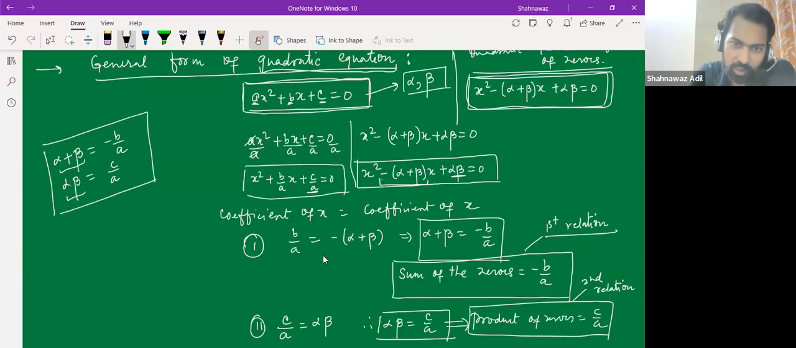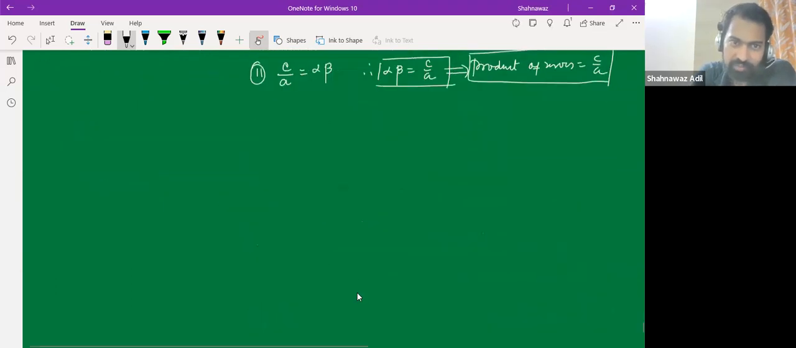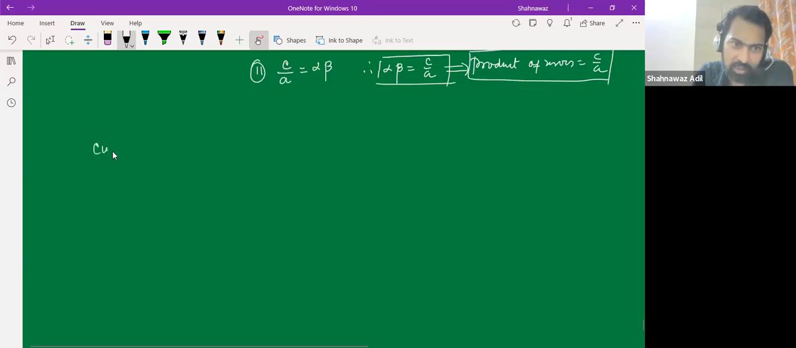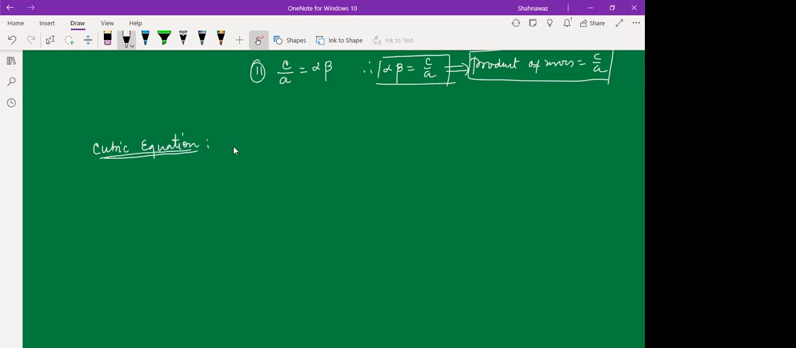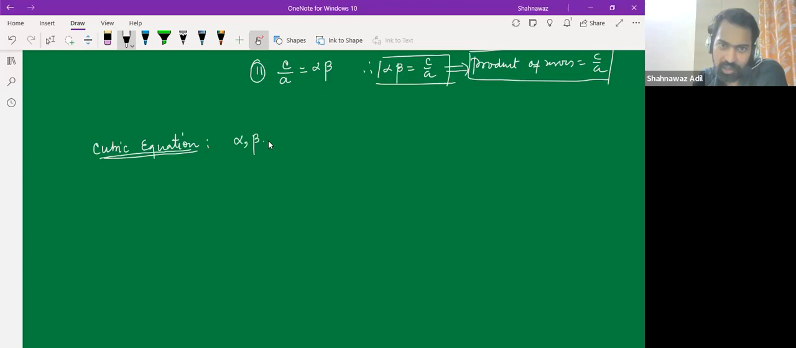Okay. What about the cubic equation? So let's say that I have a cubic equation. Who got a disconnect? Faz got disconnected. So in a cubic equation, how many zeros would be there? Three. Three, right? So alpha, beta, and gamma. These are the zeros. And what would be the general form with respect to coefficients and constant?